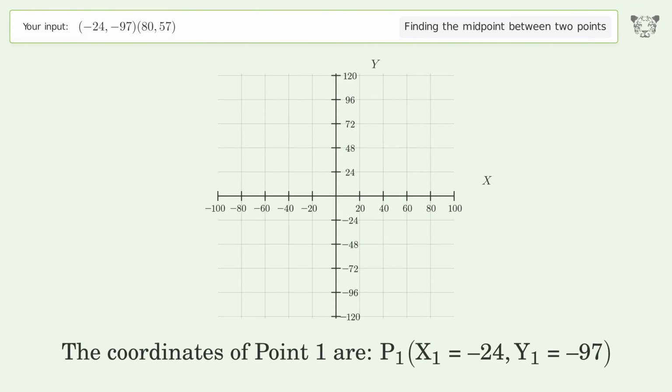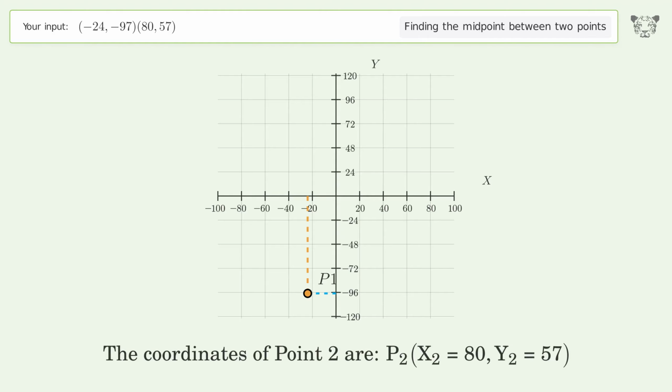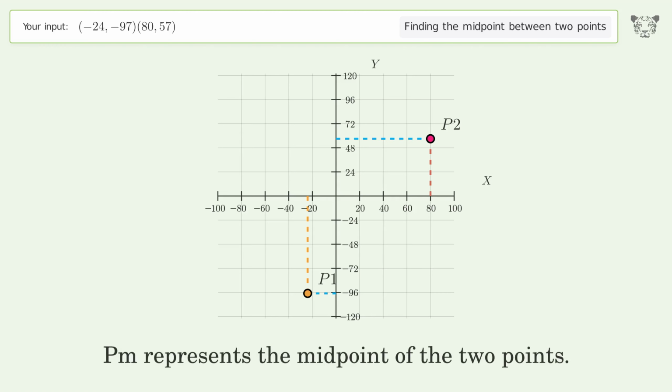The coordinates of point 1 are, x1 equals -24, y1 equals -97. The coordinates of point 2 are, x2 equals 80, y2 equals 57. PM represents the midpoint of the 2 points.